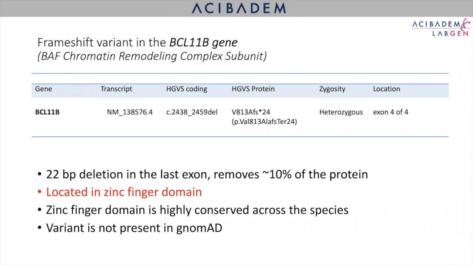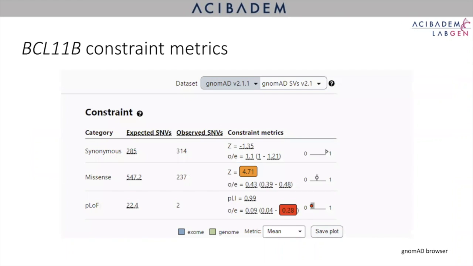Here are the constraint metrics for BCL11B from the gnomAD database. From the missense Z-score and pLI score, we can conclude that this gene is not very tolerant to variation.